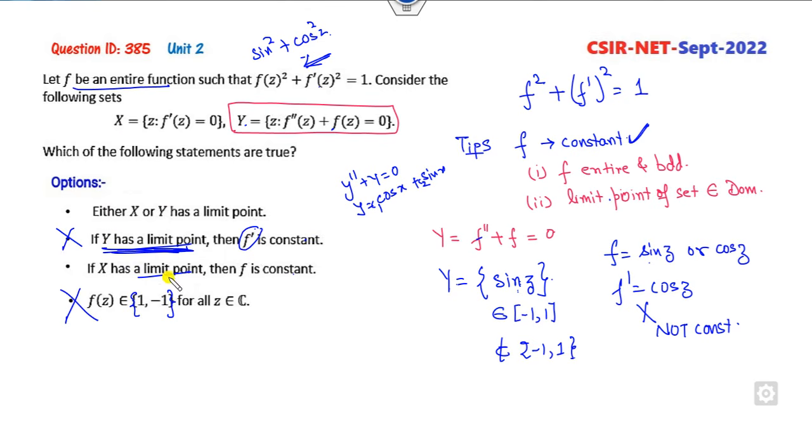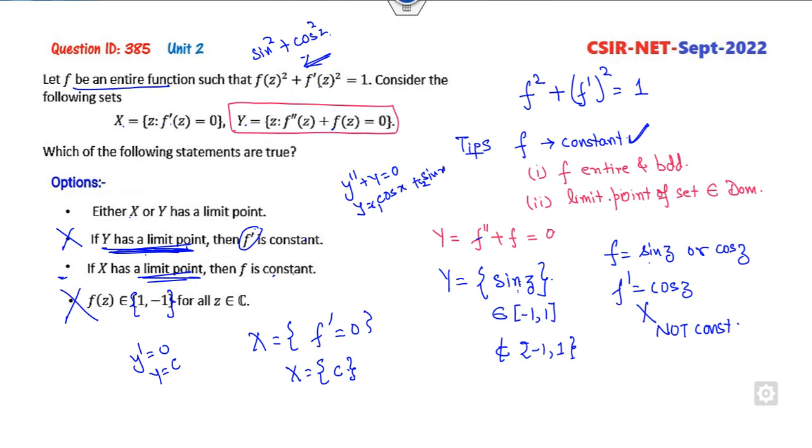If x has a limit point, can you think about any function whose derivative will be 0? So like say y dash is 0, so m is 0, that's a single constant. So it means x will consist of a certain constant. So if x has a limit point, then the function is a constant, is a correct statement. Now this is a correct statement if you prove that either x or y will exist as a limit point.